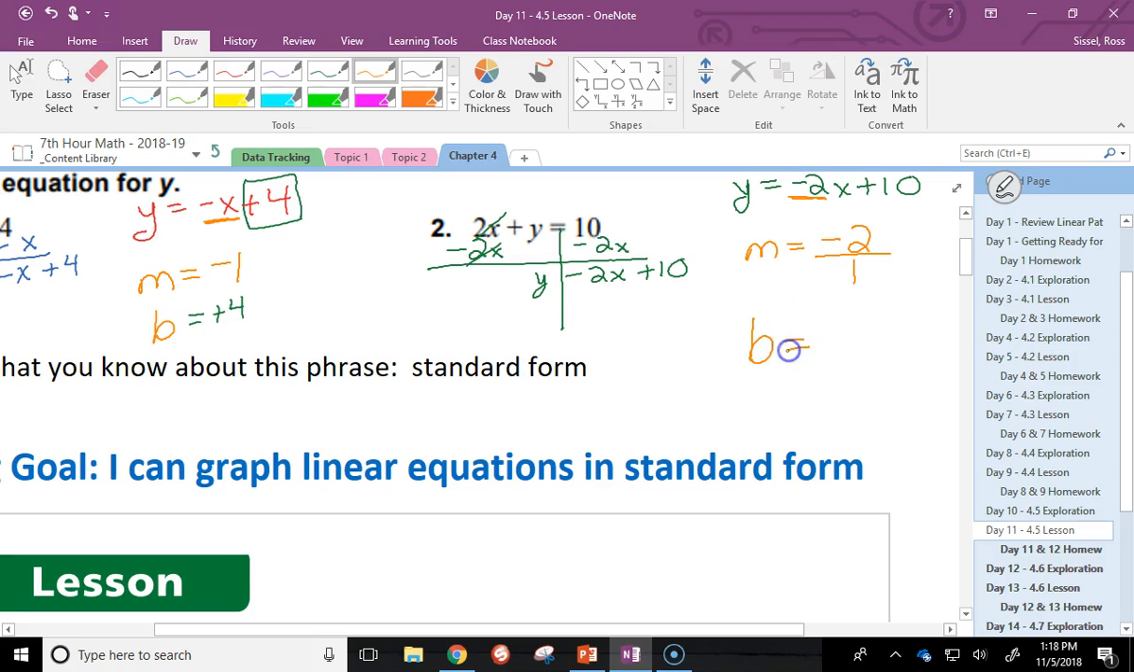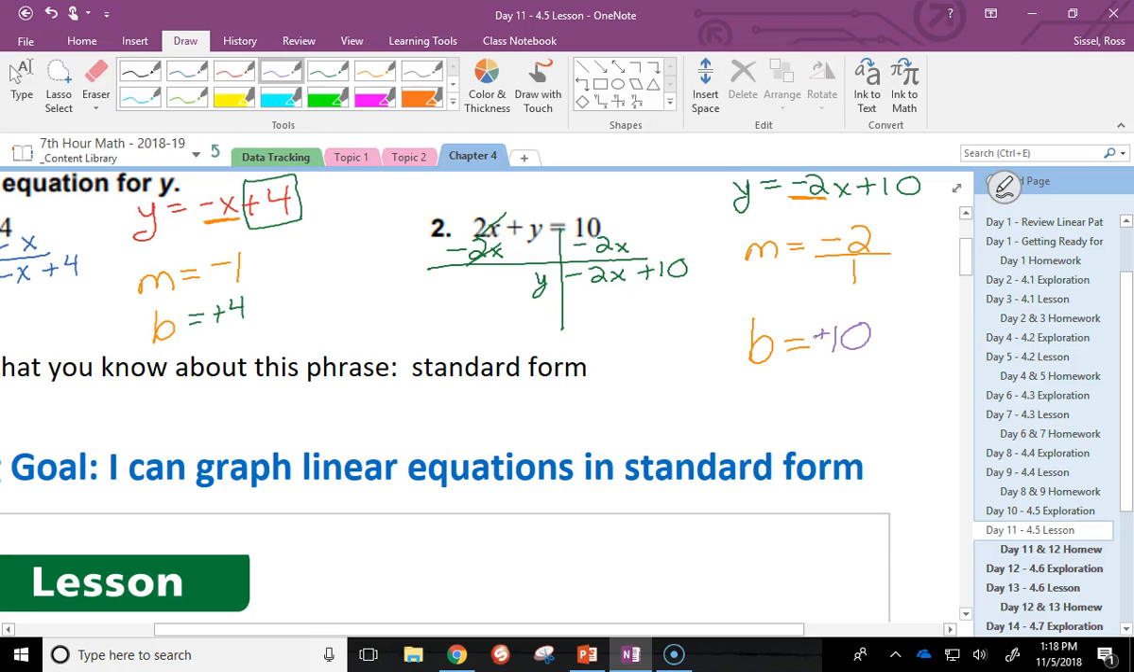B. What is our y-intercept? Gavin? Positive 10. You can write 10, or if you want to write positive 10, you can. This should be easy to graph now.